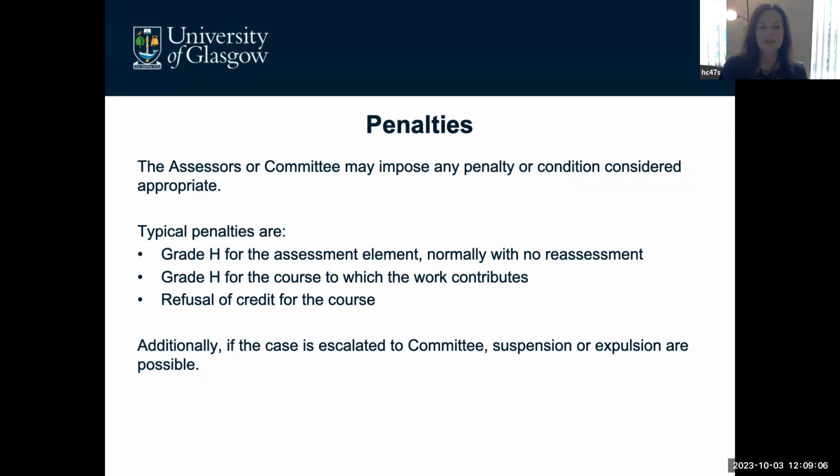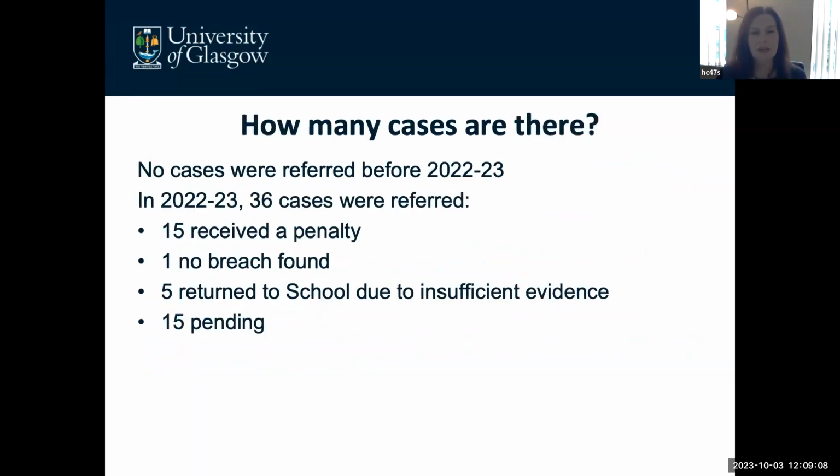And then the final slide that I have before I hand over: we didn't have any cases at all of AI referred to us until this academic year, 22-23 just gone. We had 36 cases, which was quite a lot, mostly towards the second half of the year. 15 of them got a penalty, and one was found not to have breached the code, or there was insufficient evidence that they had breached the code of conduct.